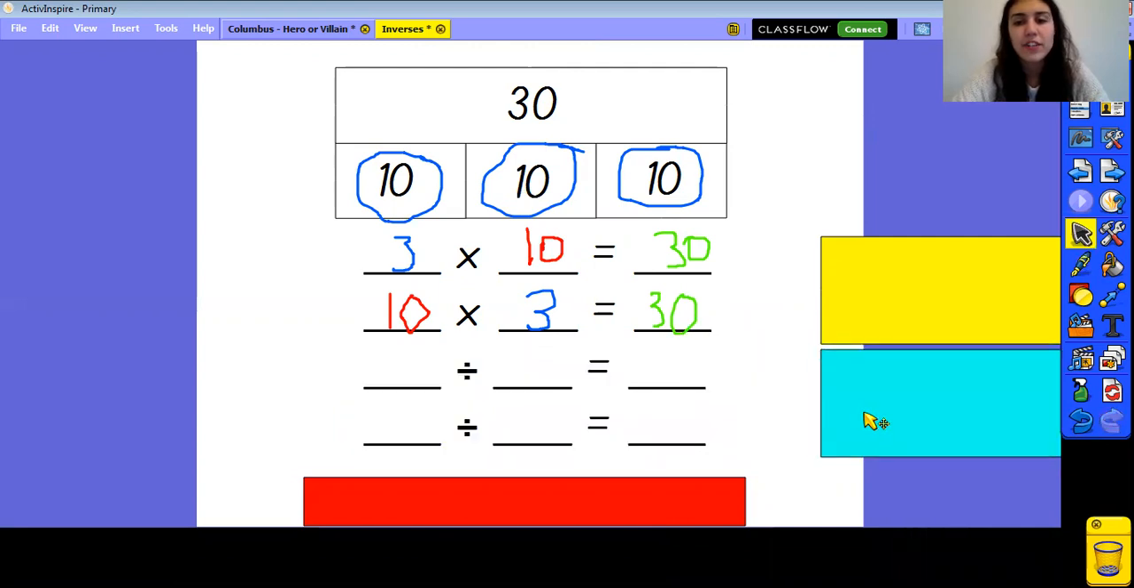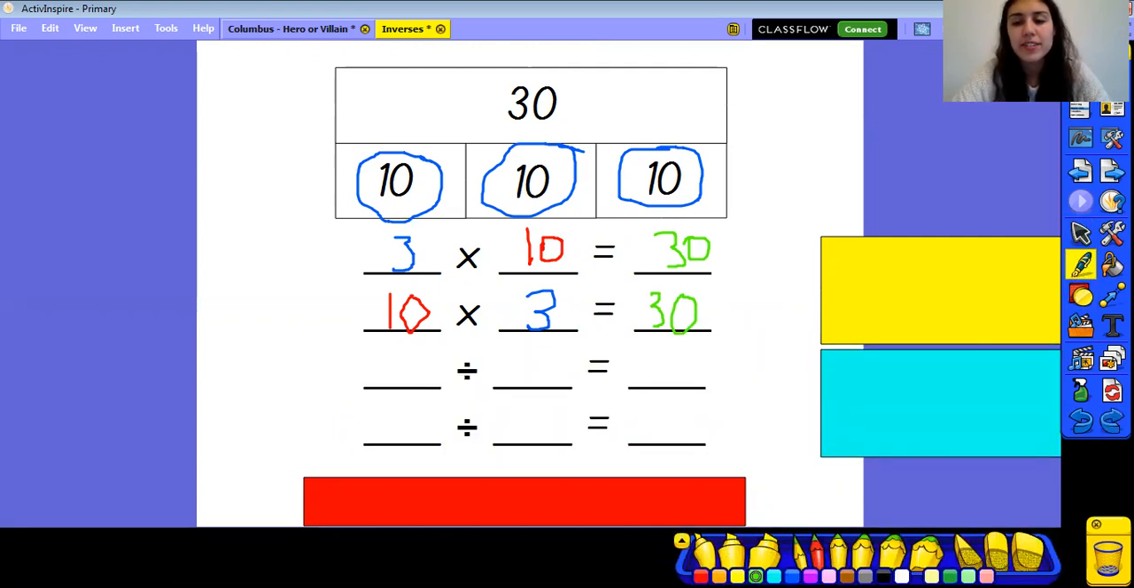So let's have a look at our division. Our division must start with the whole. Excellent. So we're going to put our whole here for both of our division equations. Now we can look at it either in the context of sharing. So we could say that the 30 has been shared out into 3 groups. And inside each group, I've got 10.